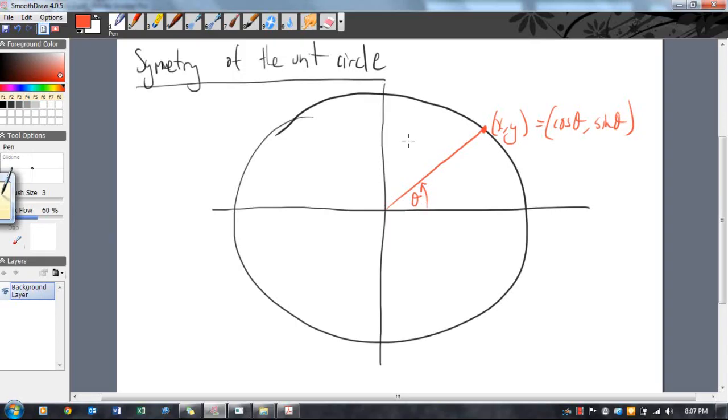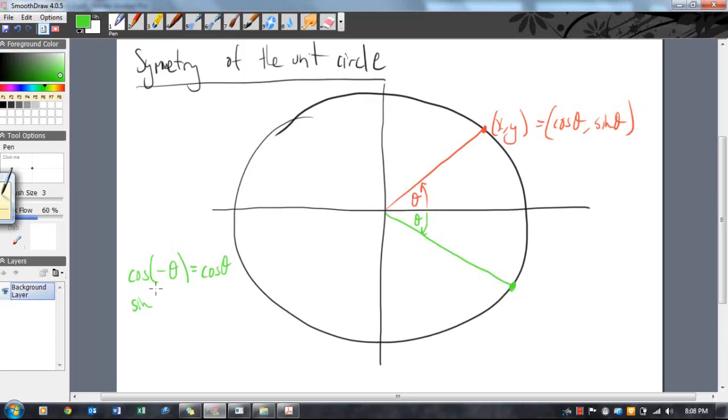So what happens if you get negative theta? I've got a point there, and so I've still got theta, but now it's negative theta. What's cos of negative theta equal to? Cos of negative theta gives you this point down here. Can you see how it will give you the exact same x value? So cos of negative theta is actually equal to just cos theta.